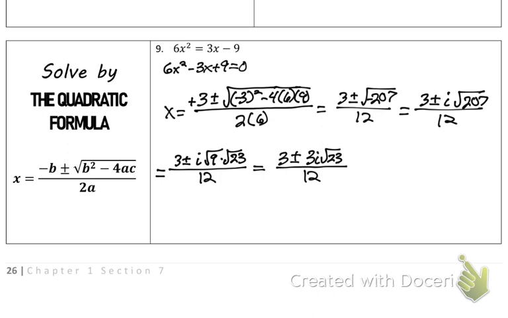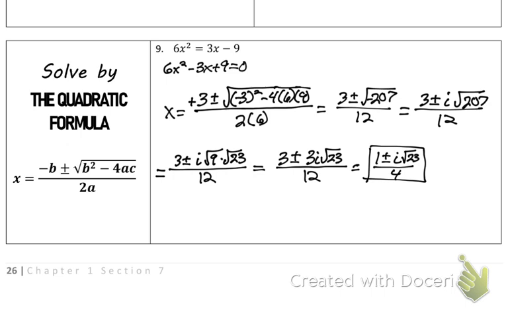Is there a number that goes into all 3 of those terms? 3. That goes into 3, 3, and 12. Oh, yeah, 3 goes into all those. If I divide everything by 3, I will get out 1 plus or minus 1i square root of 23, all over 4. Oh, yeah, that's it. That's our answer.